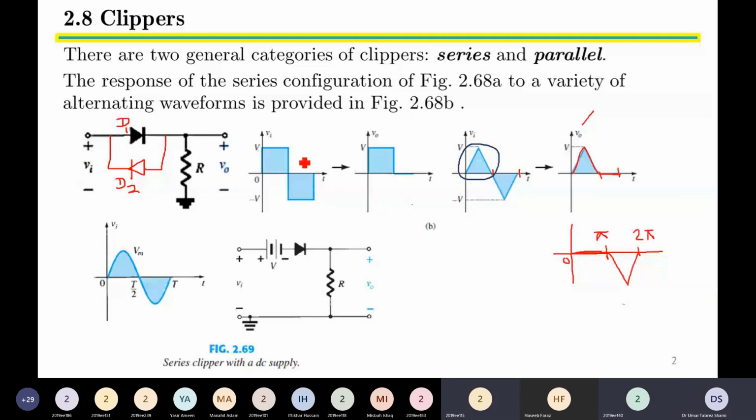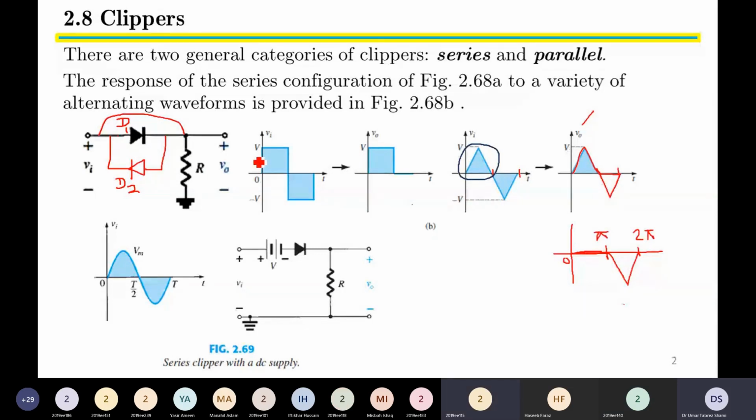Therefore, two diodes connected in parallel are just like connecting a copper wire between the input and the output, because we are now allowing both signals, the positive signal and the negative signal, to be available at the output. So it would be better if you just use a simple copper wire.